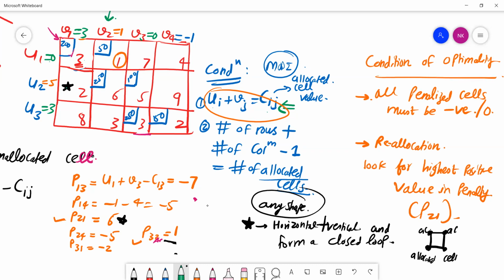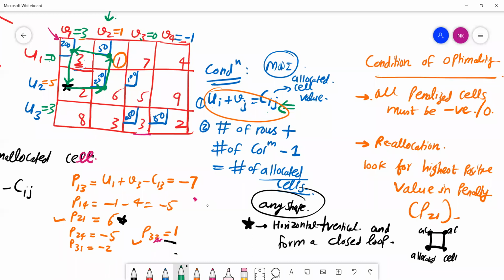So I am again doing an attempt over here. I am moving over here. Let me move this time in this particular direction. Yes, I have formed a closed loop. So you can see in this particular direction, I have formed a closed loop.